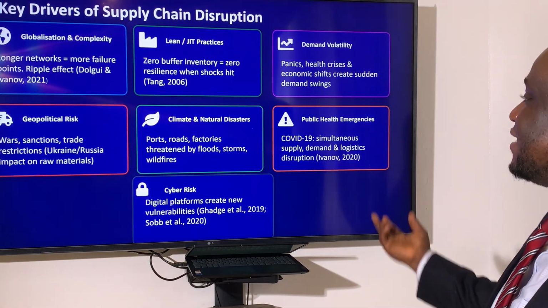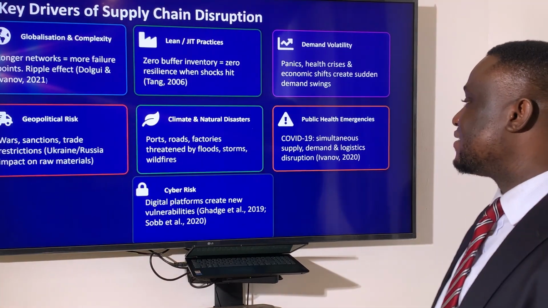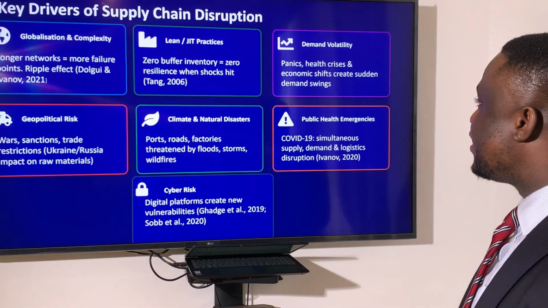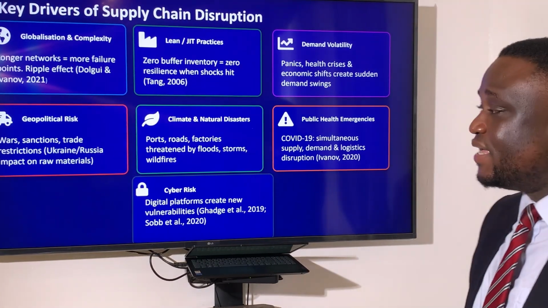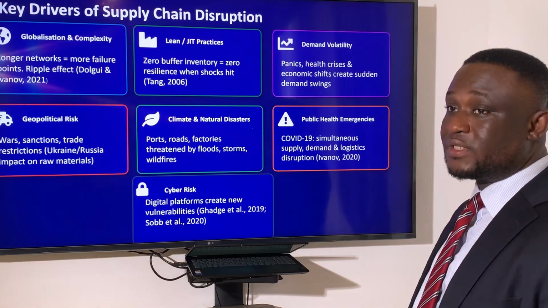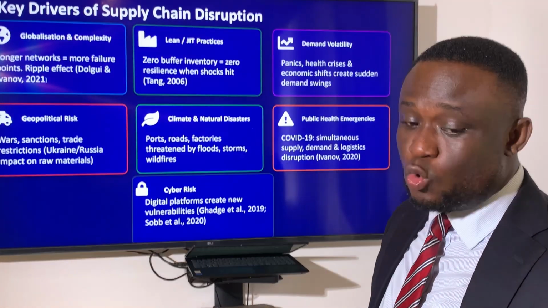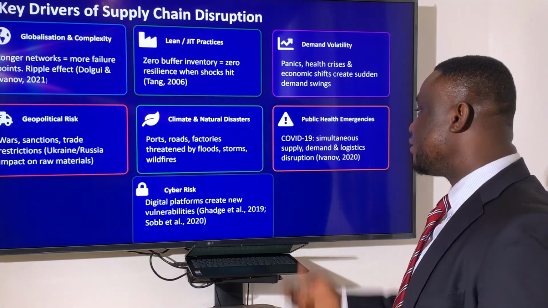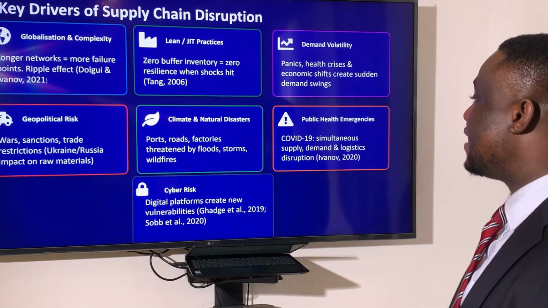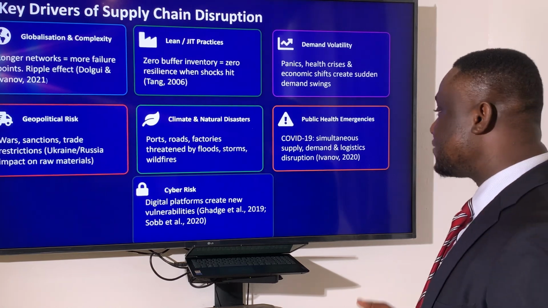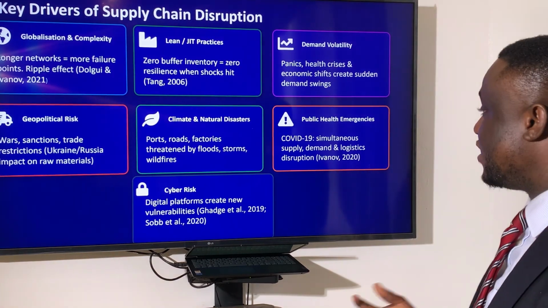We also have climate and natural disasters. Natural disasters such as floods, storms, wildfires, when all these happen, the supply chain easily becomes affected, because one major transportation mode for the supply chain is roads. And when ports are flooded, when roads are blocked, everything becomes a threat to the supply chain.